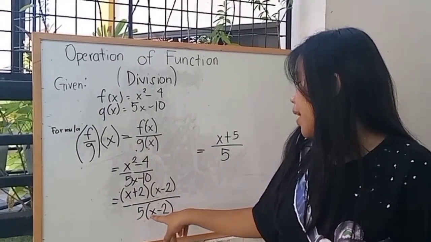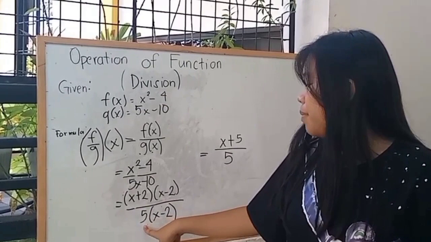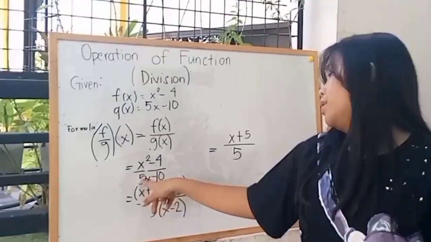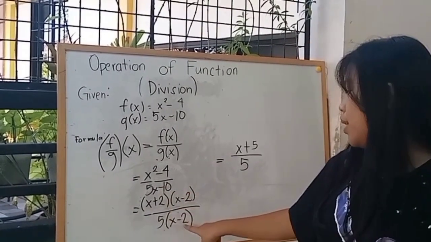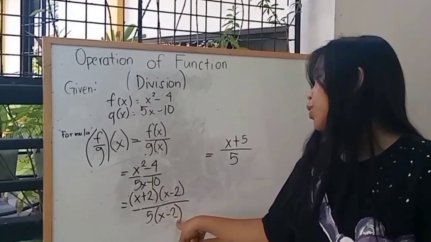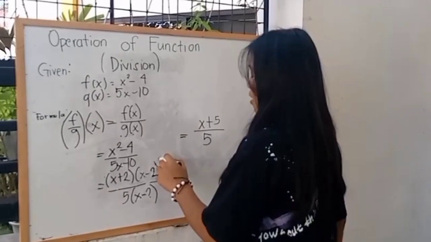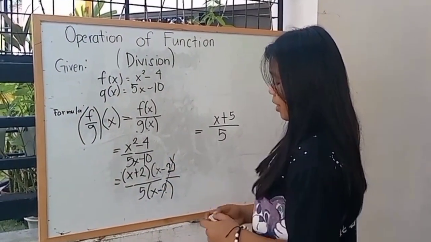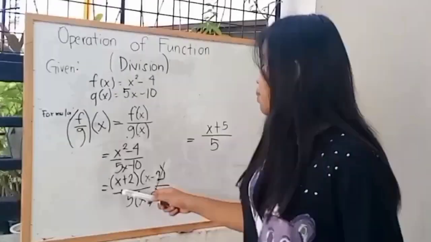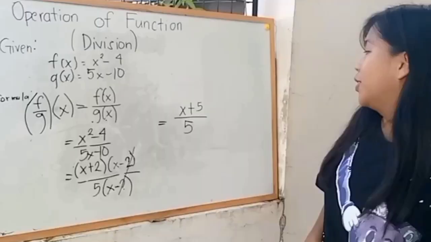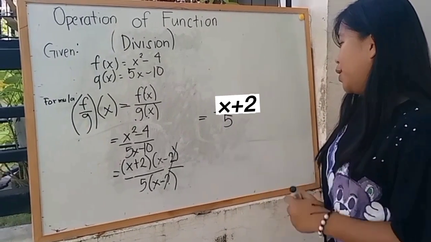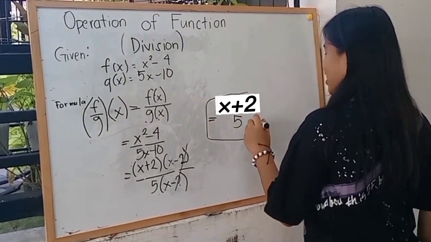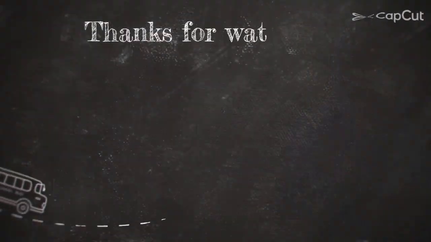And 5x minus 10 factors as 5 times x minus 2, because 5 times x is 5x, and 5 times negative 2 equals negative 10. Now we're going to cancel out the same value, and we have only x plus 2 over 5. This is our final answer.